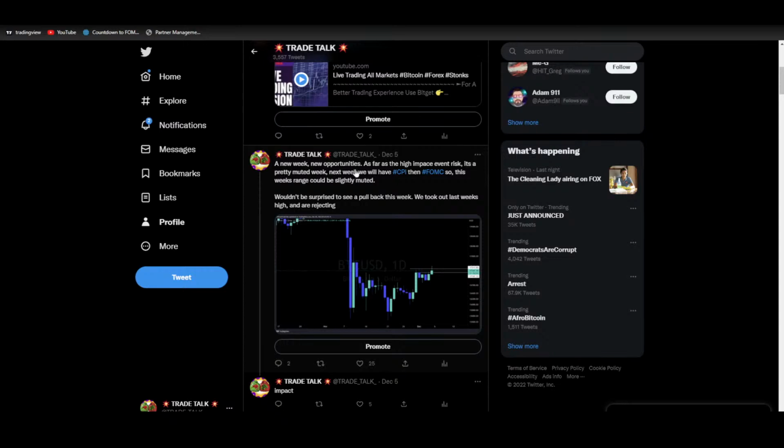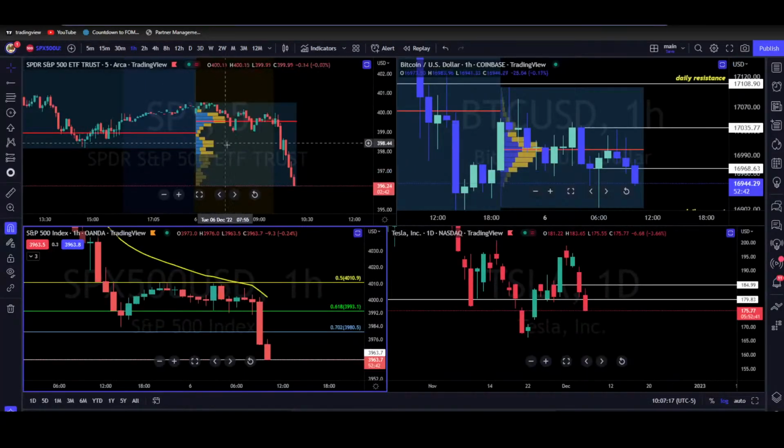But anyways, a new week, new opportunities. As far as high impact event risk goes, it's a pretty muted week, meaning there's not a whole lot of news this week. Next week we will have CPI, then FOMC, so this week's range could be slightly muted. Wouldn't be surprised to see a pullback this week. We took out last week's high and are rejecting.